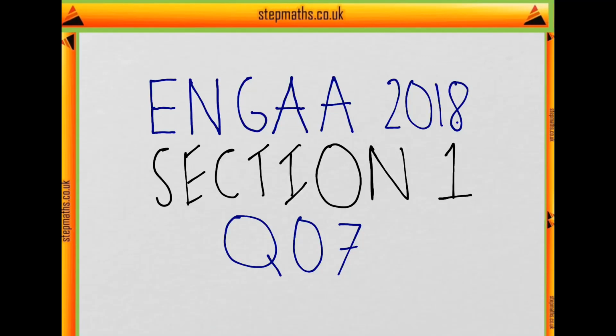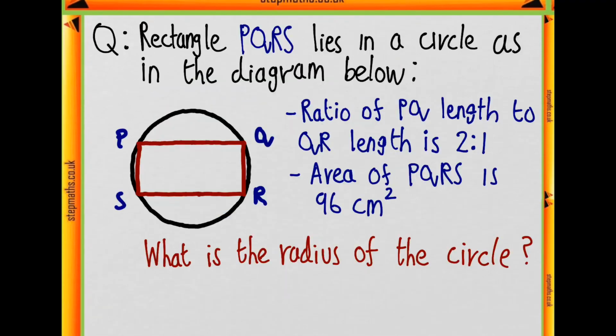This is question 7 from section 1 of the 2018 ENGAA paper. So in this question, we're given this rectangle PQRS and told it lies in a circle as on here. So PQRS, the vertices of the rectangle lie on the circle, and the rectangle is centred at the centre of the circle.